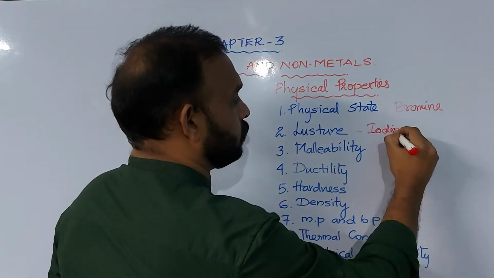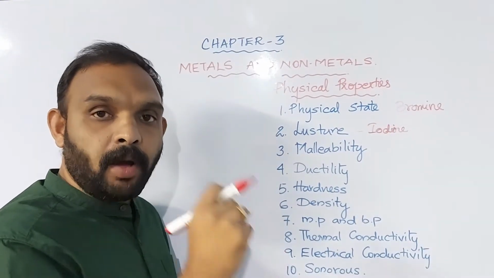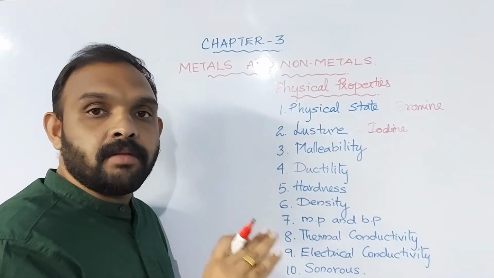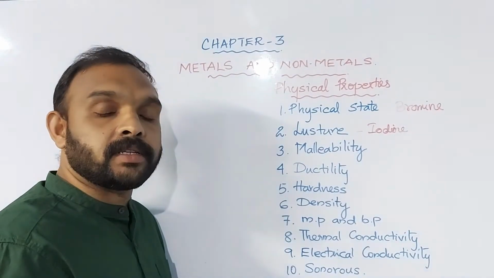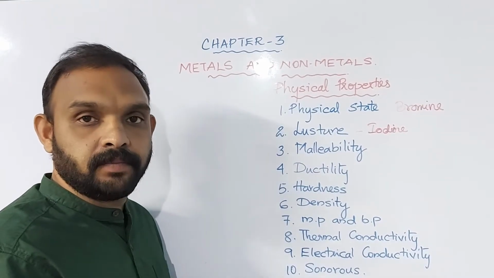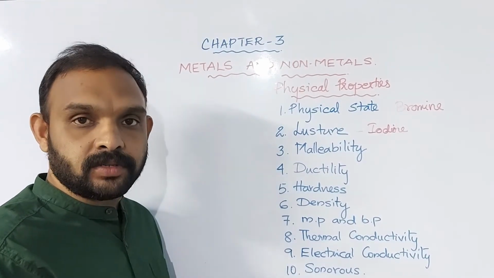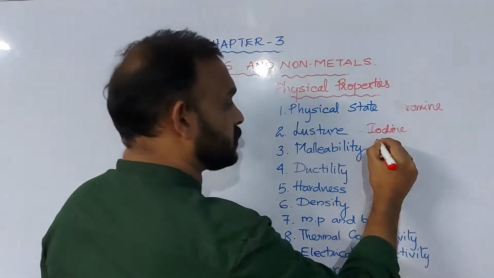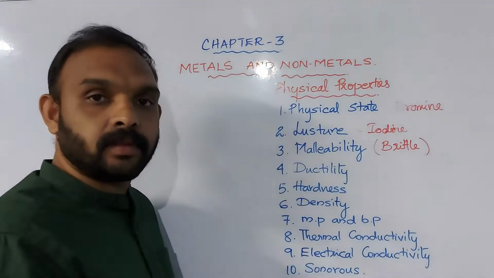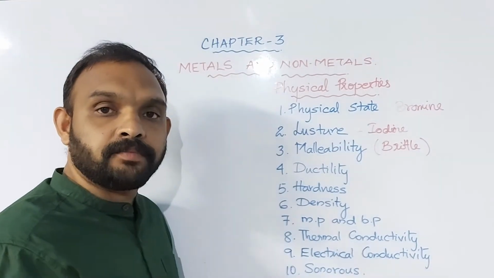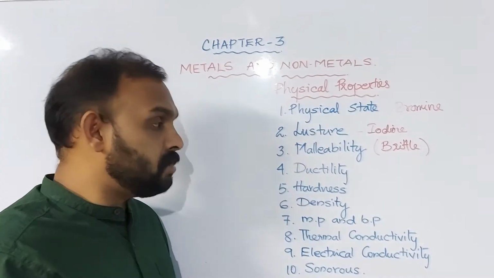Okay. Now, the third one, malleability. We had learned that the property of metals by which they can be beaten into thin sheets is called malleability. But non-metals are not at all malleable. If you try to hammer them, they will break into pieces. That property of non-metals is called brittleness.